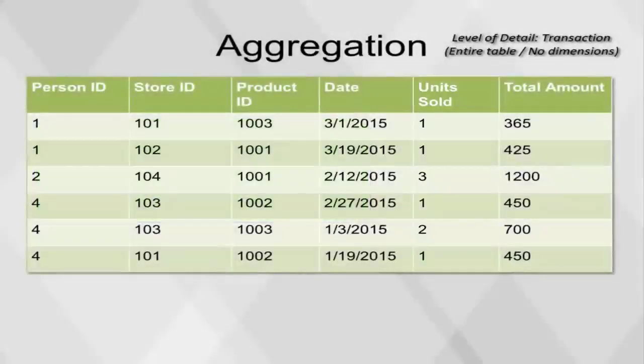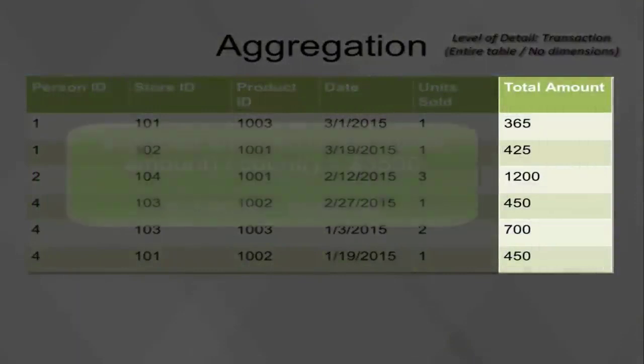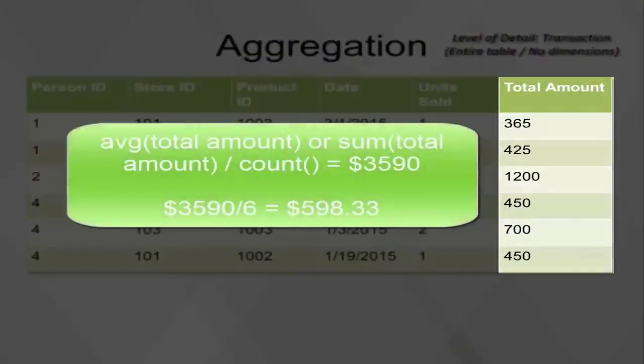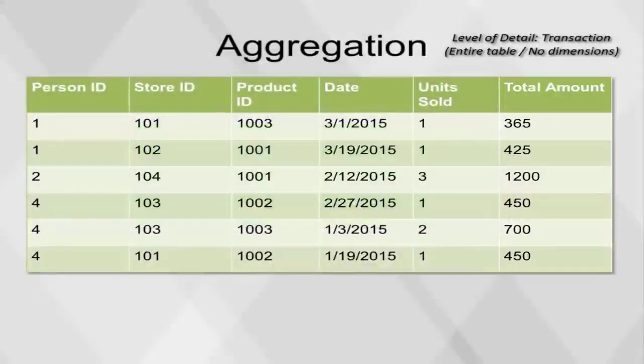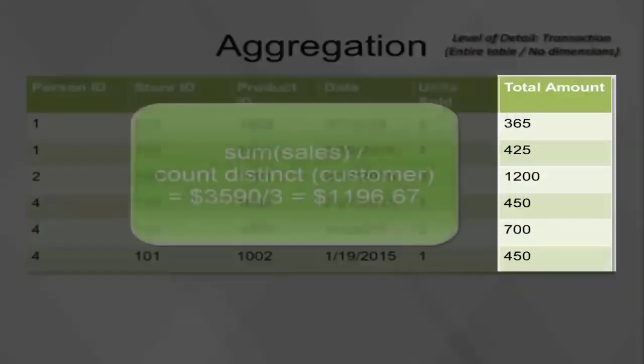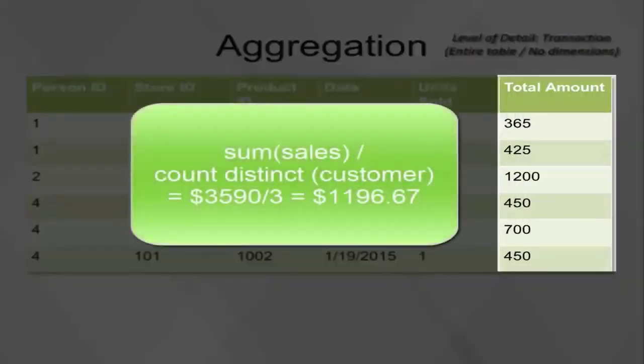What was the average amount spent per transaction? $598.33. What was the average amount spent per customer? $1,196.67. Pay special attention to how the average function works. It uses the sum of the field divided by the number of rows, so it can't be used in averages such as this, where the denominator is not the number of rows.